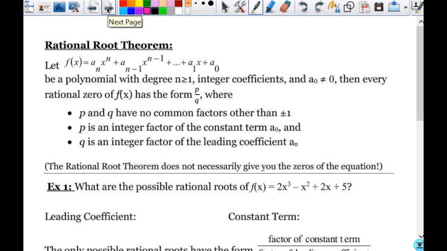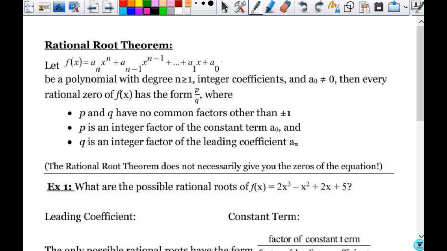So this is your generic form of a polynomial, which just looks like a hot mess of stuff, right? But a sub n times x to the n power is just your first term. So if it's a cubic, then it could be 3x cubed, right? And all the way down to a sub 1 times x to the first, and then a sub 0. That's the only way to write it generically, which looks horrible.